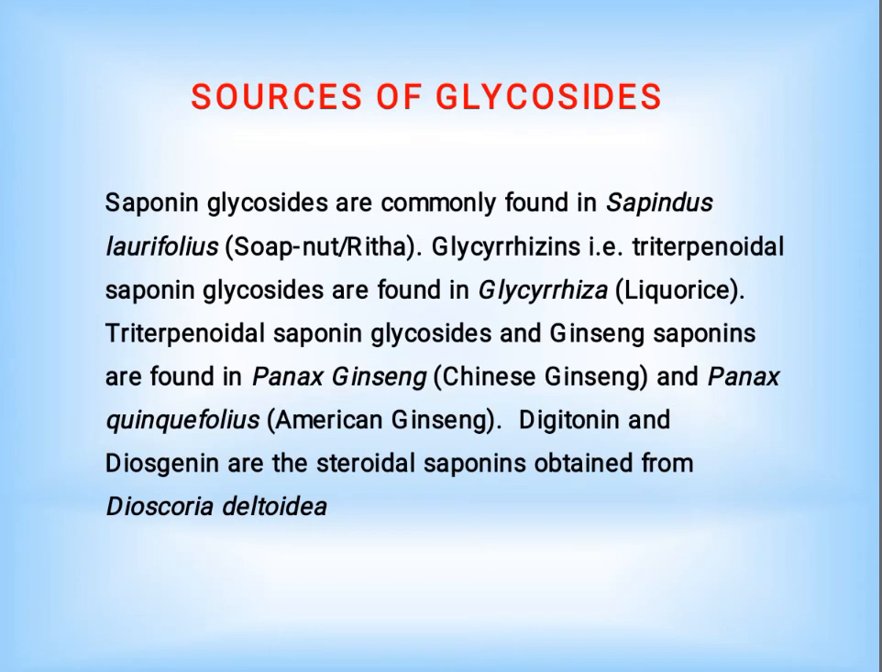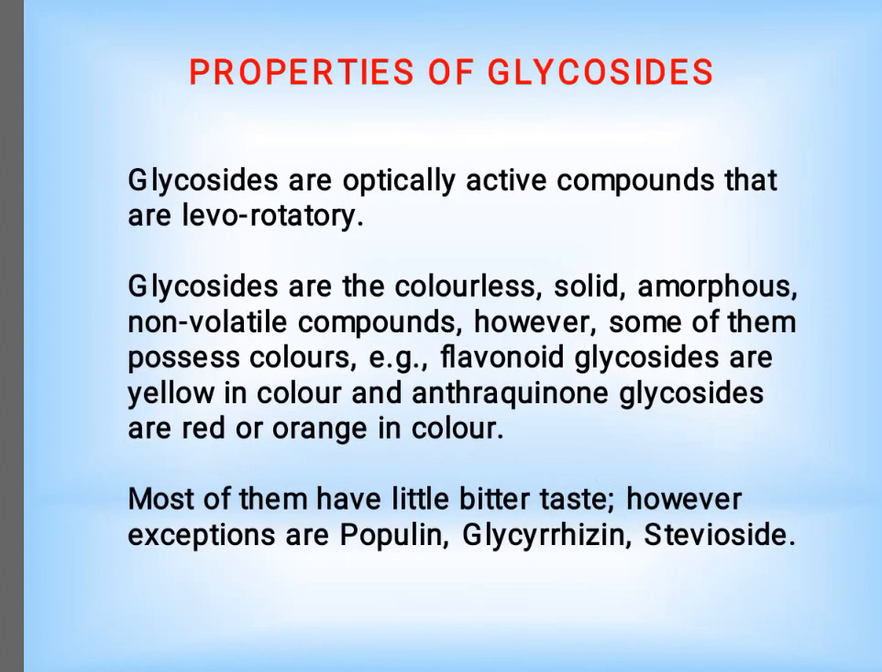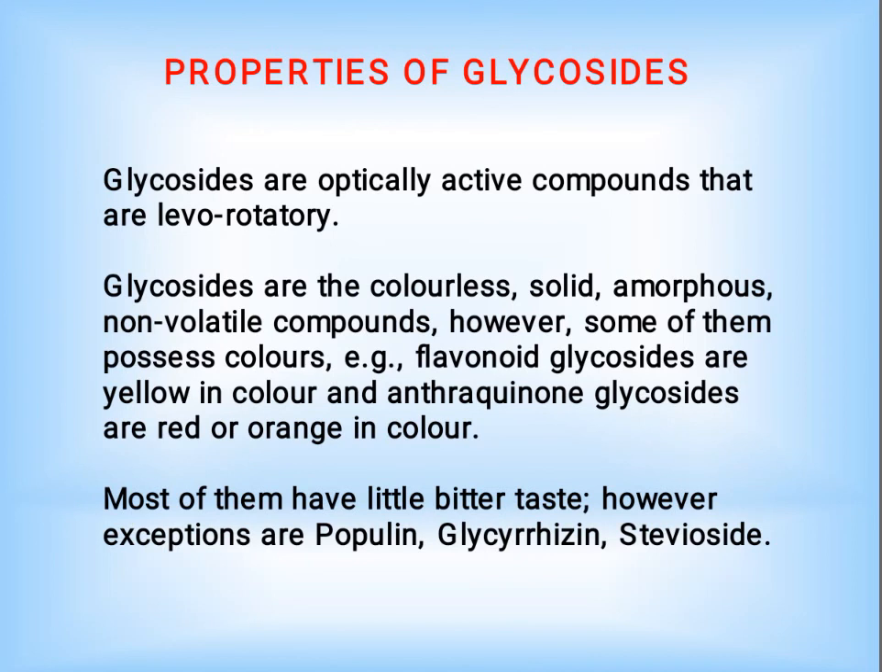Saponin glycosides are another type of glycosides. Saponin glycosides are commonly found in Sapindus laurifolius. Glycyrrhizin, a triterpenoidal saponin glycoside, is found in Glycyrrhiza glabra. Triterpenoidal saponin glycosides and ginseng saponins are found in Panax ginseng and Panax quinquefolius. So these are the various sources of glycosides, but the majority of glycosides are found in dicotyledons as compared to monocotyledons.